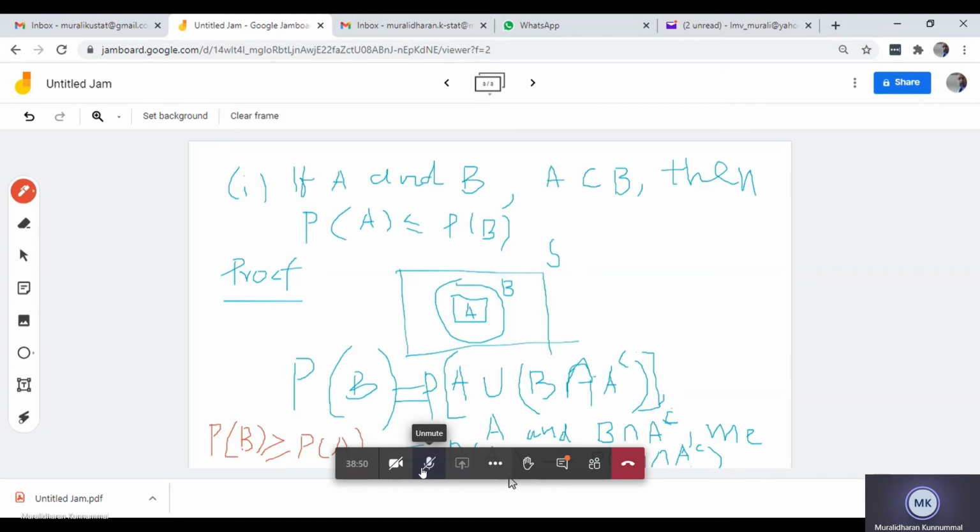Okay, understood. Proofs are very simple, two to three lines maximum. Okay. Can I go to the next page? Yes, sir.